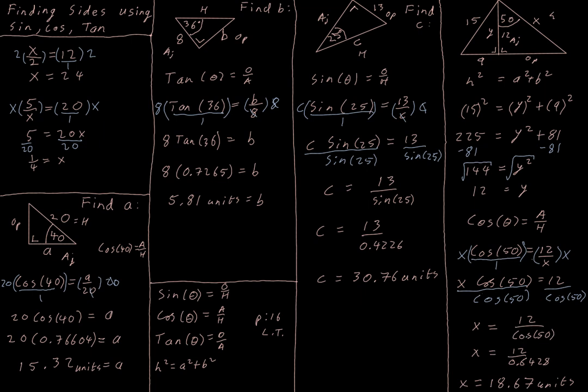I find out what cos 50 is to 4 decimal places, and then 12 divided by that gives me 18.67, and I know I'm measuring in some units, so I say units to indicate that I know I'm dealing with a length of something. And that is what we need for finding our sides.